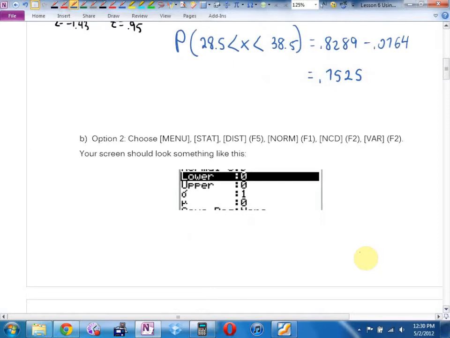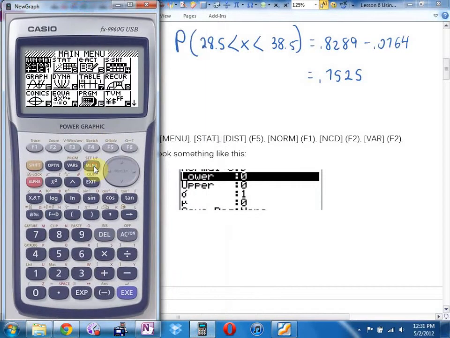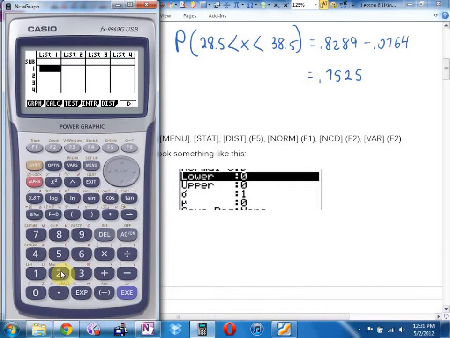Option 2. So option 1 by hand. Option 2, choose menu, stat. Now we're going to change. Up until now, we've been doing most of our stuff under the calculations. This is called, listen closely, the normal distribution. So pick distribution, F5. Which distribution is this? Norm.